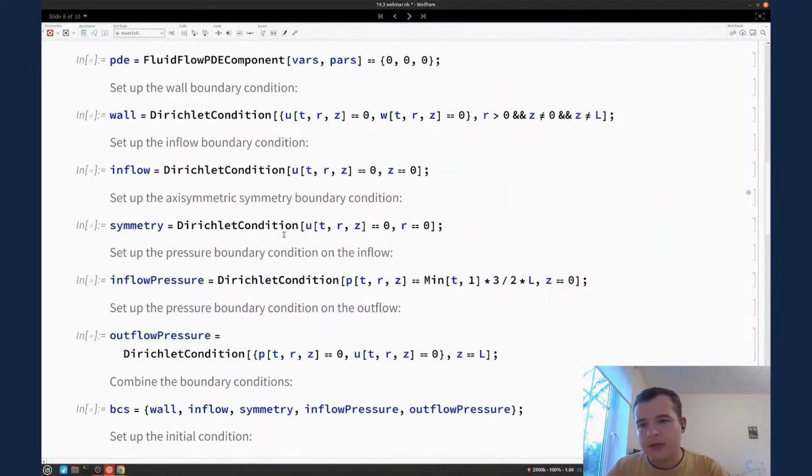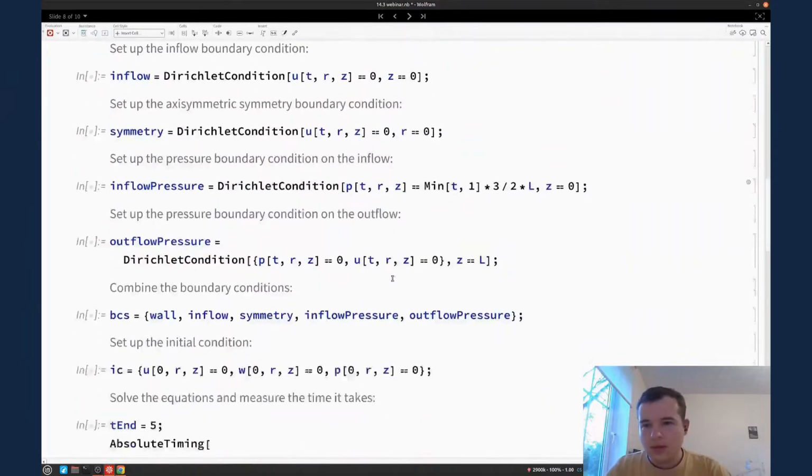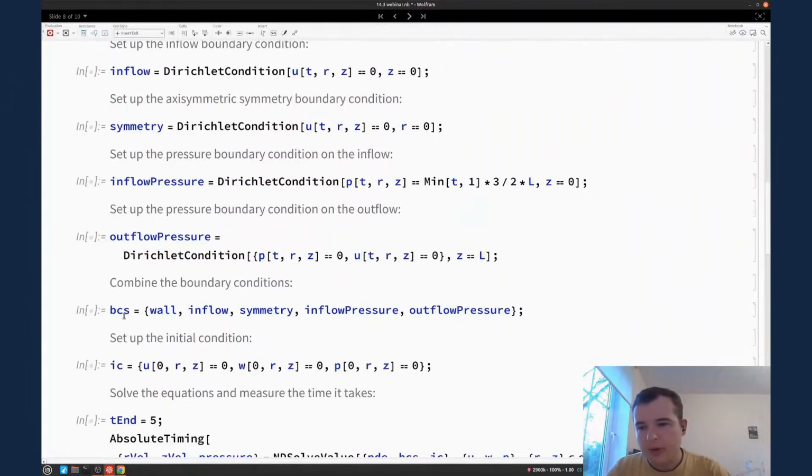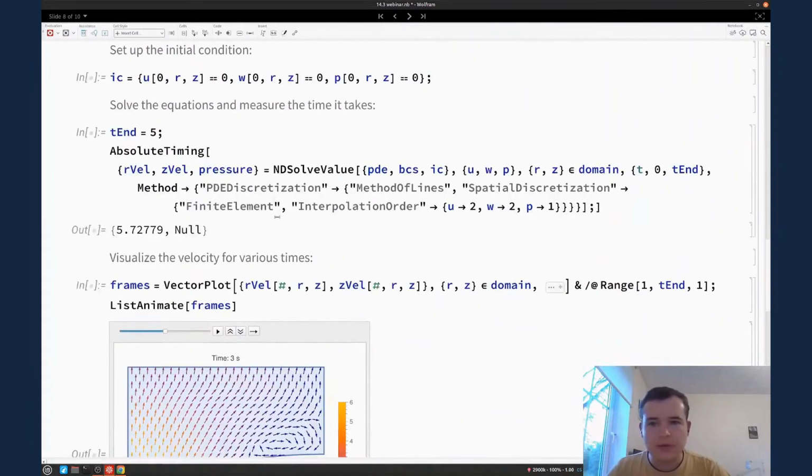The last two boundary conditions are boundary conditions for pressure, because this flow will be driven by a pressure gradient. So what we do is that at the bottom, the inflow at the bottom of the domain, we slowly increase the pressure, which creates a pressure gradient in the domain, which will then drive the flow. And then we of course combine the boundary conditions into one variable, and since we are dealing with a time-dependent problem, we also have to prescribe the initial condition. Then once again we use NDSolveValue to solve the equations, and once again we have this Taylor-Hood finite element.